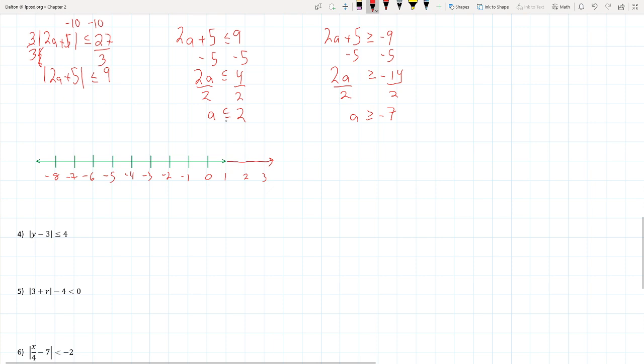So a is less than or equal to 2. So a filled in dot at 2 and going to the left because 1 is less than or equal to 2. Then a is greater than or equal to -7, another filled in dot, and we're going to the right. And these guys actually wind up meeting up, and they have this kind of shared space in between them.